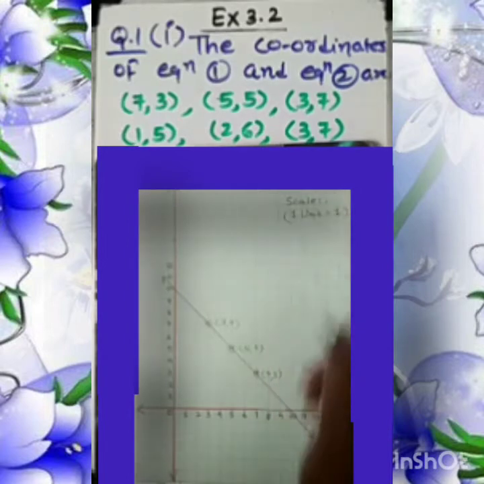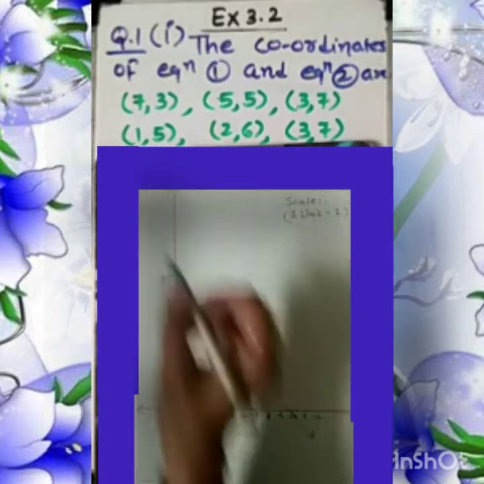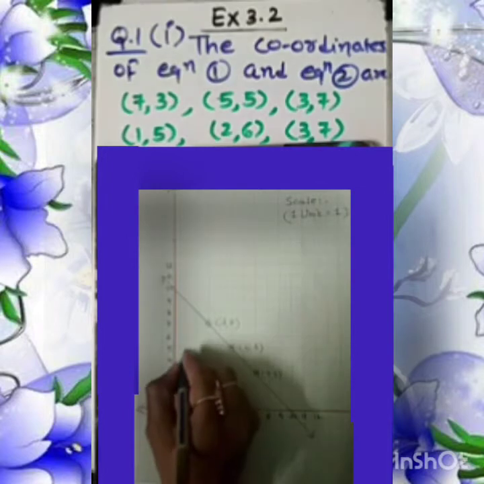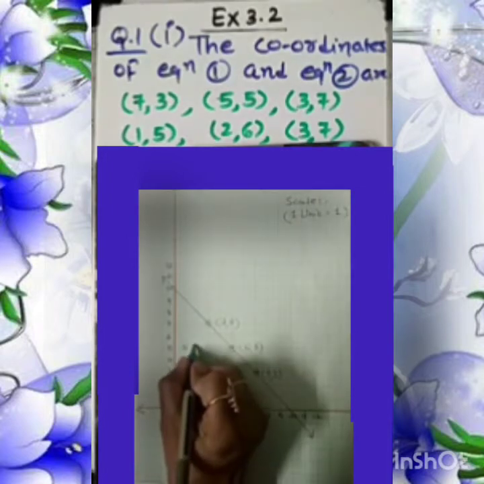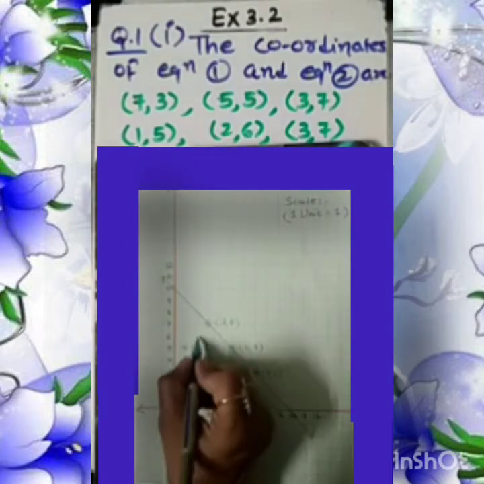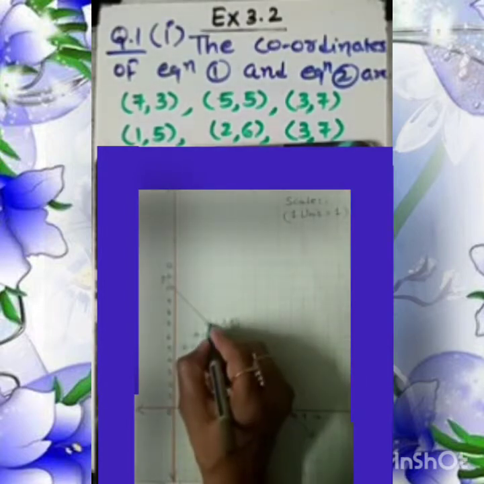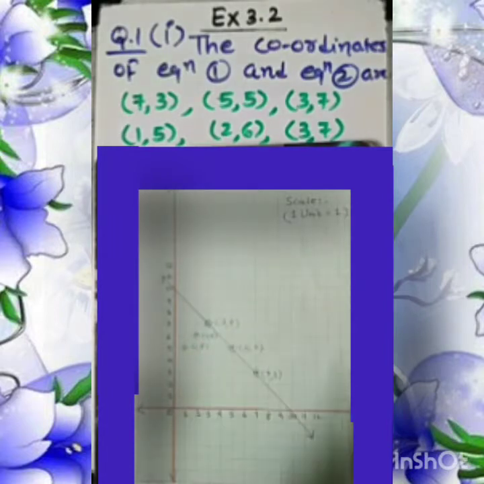Now, for the second equation also we need to locate the points. If you see it carefully, let's work on that. The other points are 1 comma 5: 1 on the x-axis, 5 on the y-axis. Yes, here it is 1 comma 5. Another is 2 comma 6: 2 is here, and 6 on the y-axis. So 2 comma 6 will be located here. The third point, 3 comma 7, is the same point already mentioned.